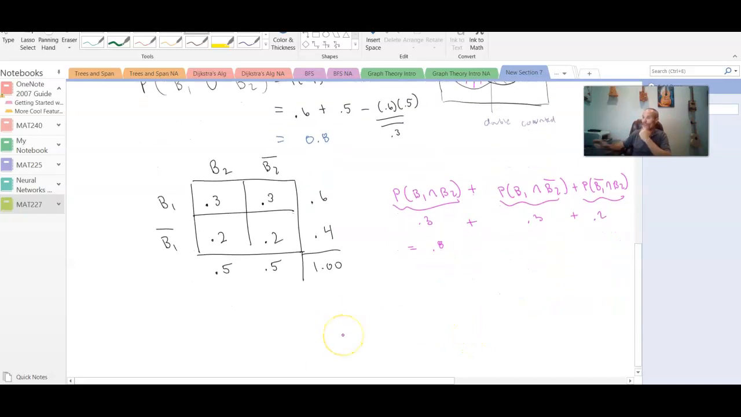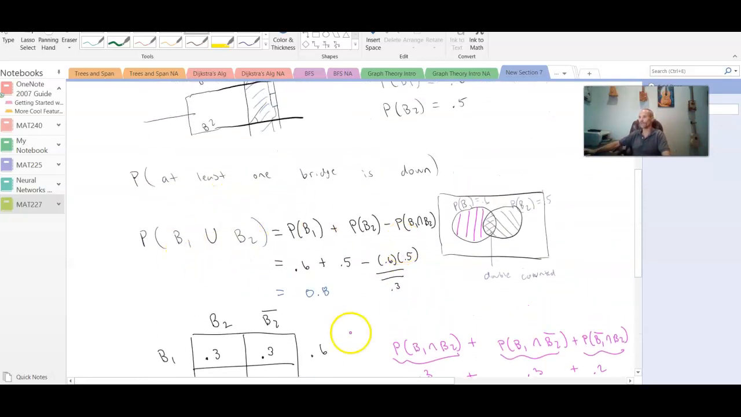One final way, the third way, is we said that the probability of having at least one of those bridges up is 1 minus the probability of both of those bridges being down. Well, that's going to be the 0.2 here. 20% of the time, both bridges are up. And if we subtract that away from the 100%, the only event that we don't want, we get 80%, which is the same answer we got here, and it's the same answer we got by using the probability of a union.